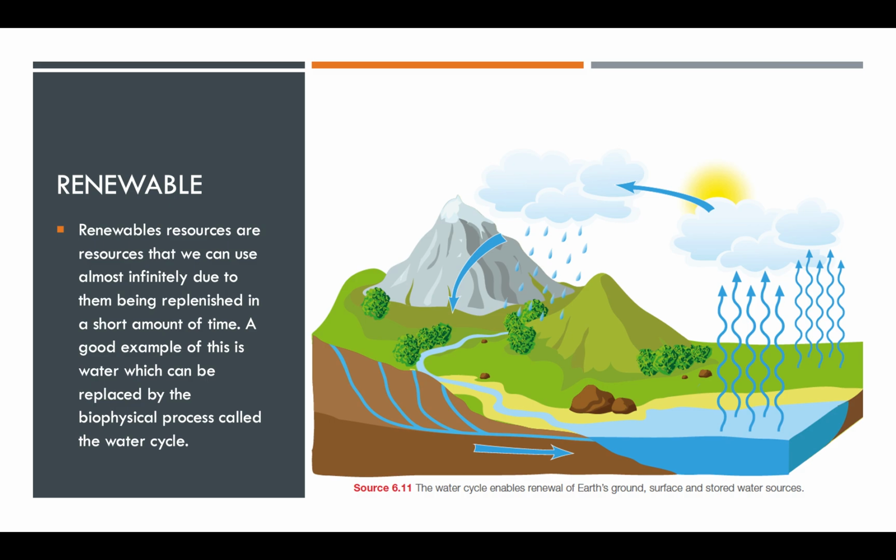A good example of this is water, which can be replaced by the biophysical process called the water cycle. So water is a great example of a renewable resource. Okay? We know that water will eventually come back down to us or back up to us, no matter how much we use. Whether it comes back in the same fashion or at the same speed, that's a bit different, but we know that it'll eventually come back. So if we use the water, it will come back up and go through this cycle. That's why it's a renewable resource, because it will keep on coming back to us after a time. And not too long of a time that we'll never ever see it again. Okay, so that's what renewable means.